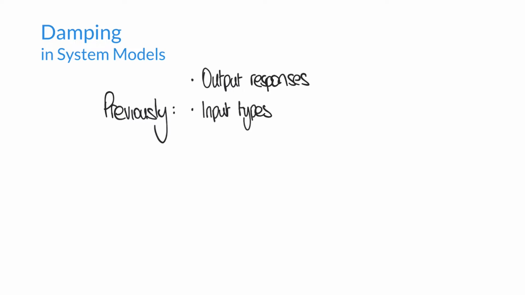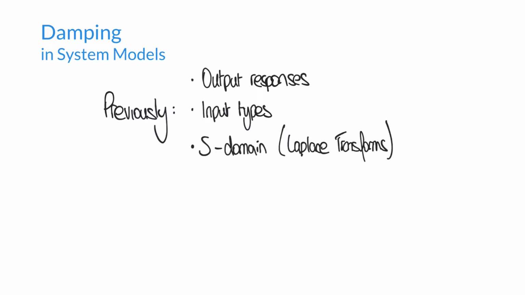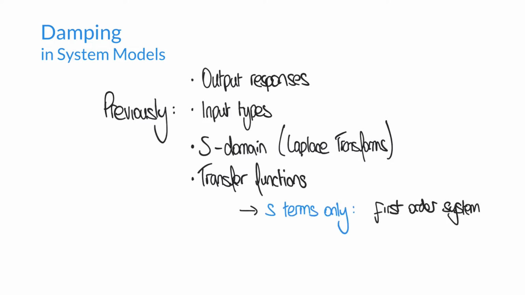When we've been doing this, we've been working in the S domain, and our transfer functions have been expressed in terms of S. The general rule of thumb is where the transfer function only has S terms, it's a first order system, which has been derived from first order differential equations, whereas those transfer functions that include S squared terms represent second order systems. We saw examples of that when we derived transfer functions for ourselves in a previous video on second order systems.